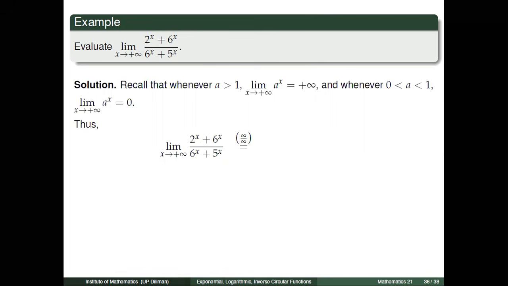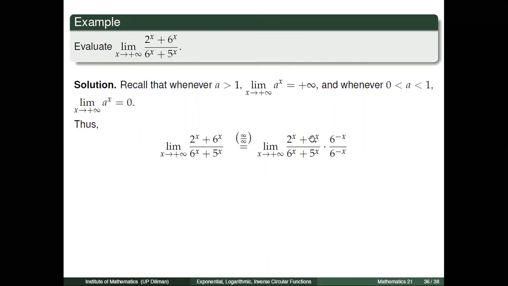We will multiply and divide by the reciprocal of the term in the denominator that becomes infinite the fastest, or that is the greatest among all the terms in the denominator. In this case, 6 to the x, the exponential function with base 6, grows much faster compared to the exponential function with base 5. So the trick is to multiply and divide by 1 over 6 raised to x, or 6 raised to negative x. Okay, and then let's see what will happen.